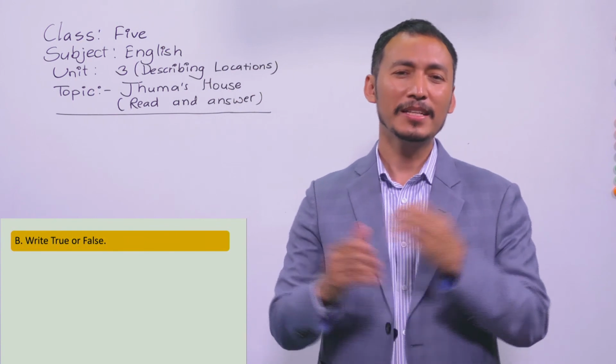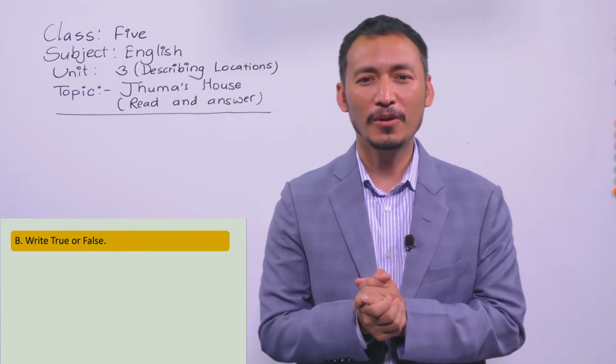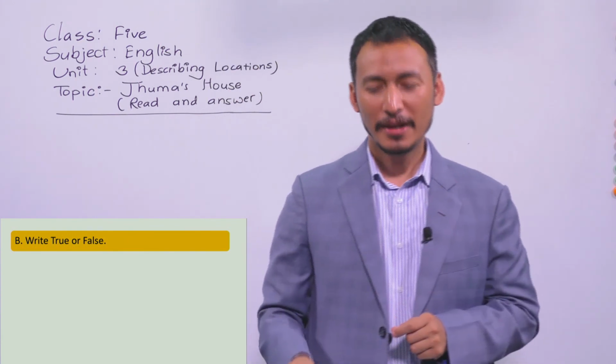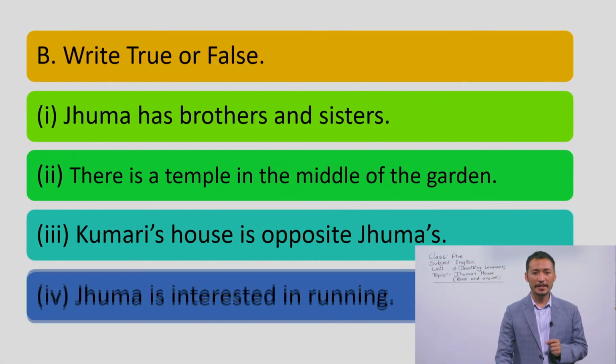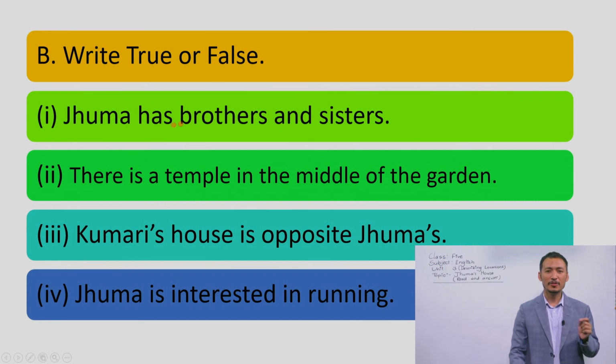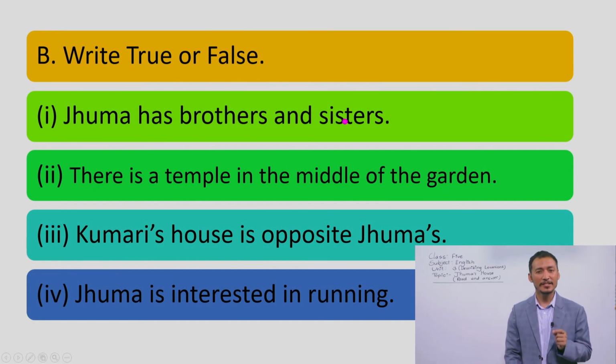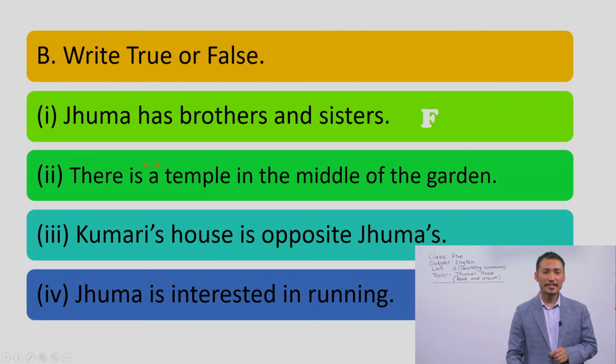It is telling whether the statements are true or false. Okay, so let's read the sentences, whether they are true or false here. Let's read the first one. Zuma has brothers and sisters. Zuma does not have brothers and sisters, right? She is the only daughter, so it's false, isn't it? Yes, it's false.